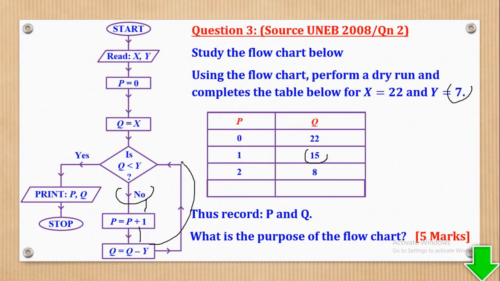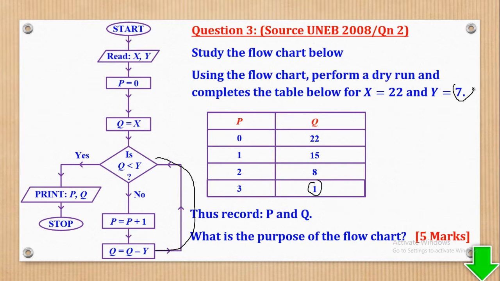Then from here you go to the decision. Is q less than y? In other words, is 8 less than 7? No. Because it is no, it takes us to this part where we have to increment p by 1. Increment 2 by 1 gives you 3. Then from here go to where q becomes q minus y. So 8 minus 7 gives you 1. Then from here we go to the decision. Is q less than y? In other words, is 1 less than 7?